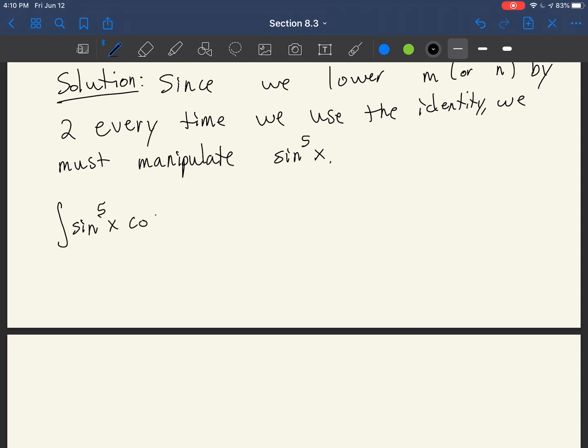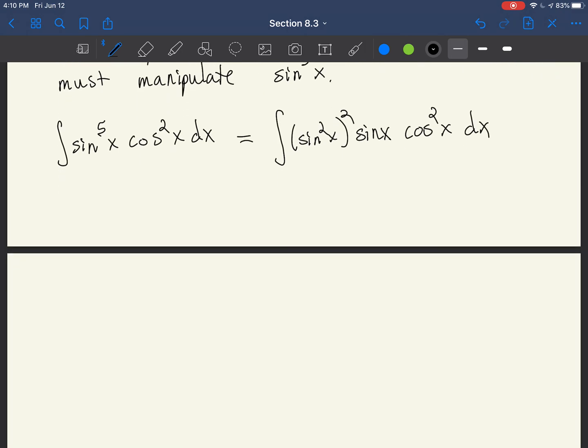The integral of sine to the 5th x cosine squared x dx equals, we're going to pull out as many sine squareds as possible. So that is sine squared x squared times sine x times cosine squared x dx. Apply the trig identity on the sine squared x. So that is the integral of 1 minus cosine squared x squared times sine x cosine squared x dx.